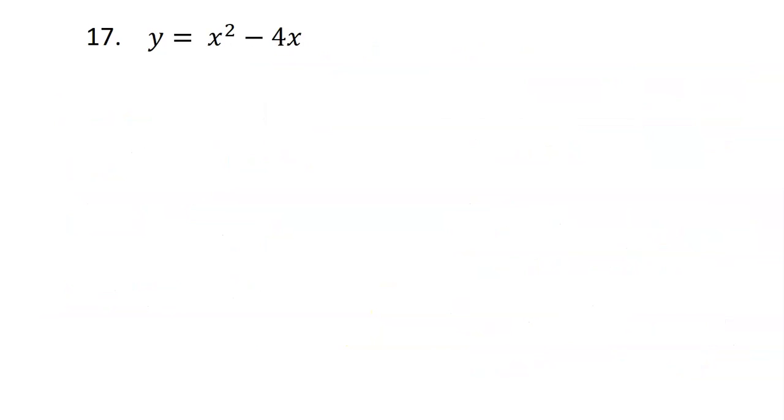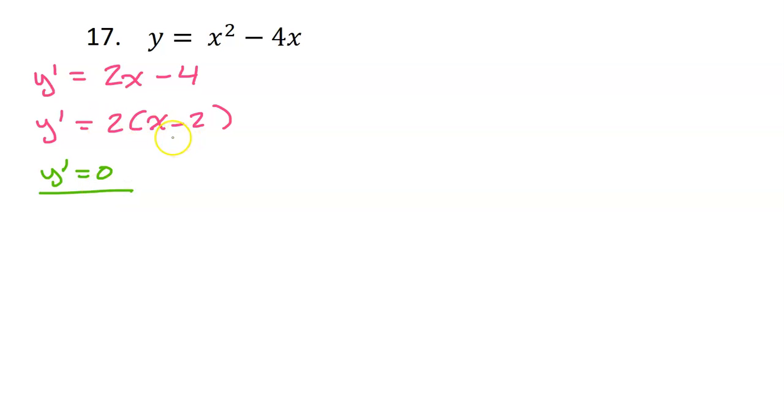Number 17, let's go ahead and find y prime. So this will be 2x minus 4. We can write this in factored form by factoring out the 2, so that'll be 2 times x minus 2. We need to find the critical numbers, and that's going to be where y prime is equal to 0. There are no values that will cause this to be undefined, so we don't have to worry about that. So setting this equal to 0, we get x equals 2. So this is our one and only critical number.